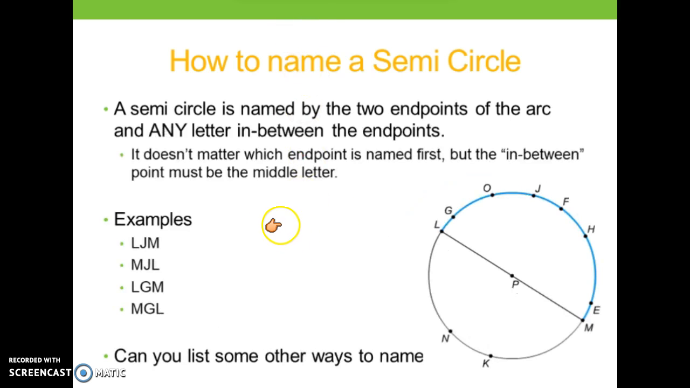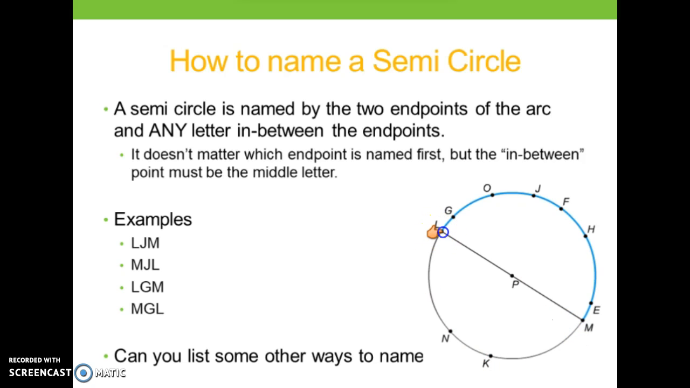Now, how do you name a semicircle? A semicircle is named by 2 endpoints of the arc and any letter representing a point in between those endpoints. It doesn't matter which endpoint is named first, but the in-between point must be in the middle of the name. So again, this one that we have that went from this L all the way over to the M, we're going to use 3 letters. Because we have to know which semicircle. Is it the one here highlighted in blue, or would it be the other side?